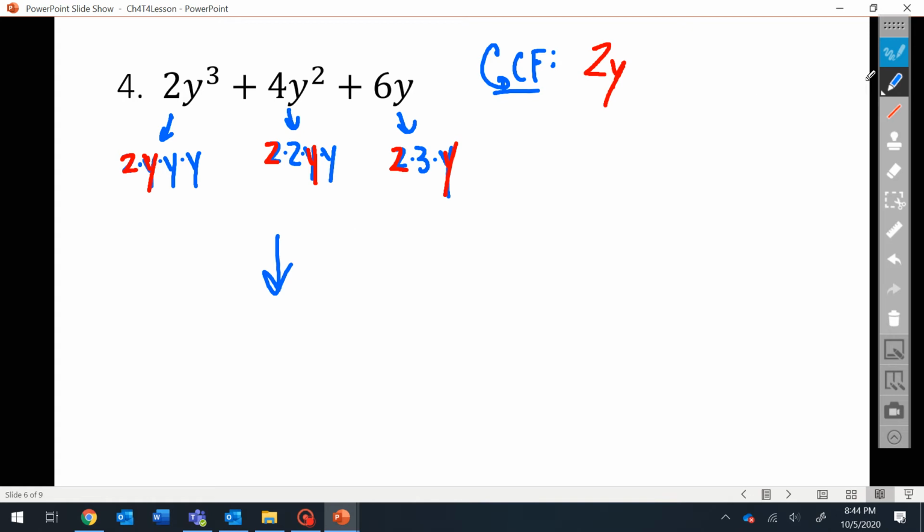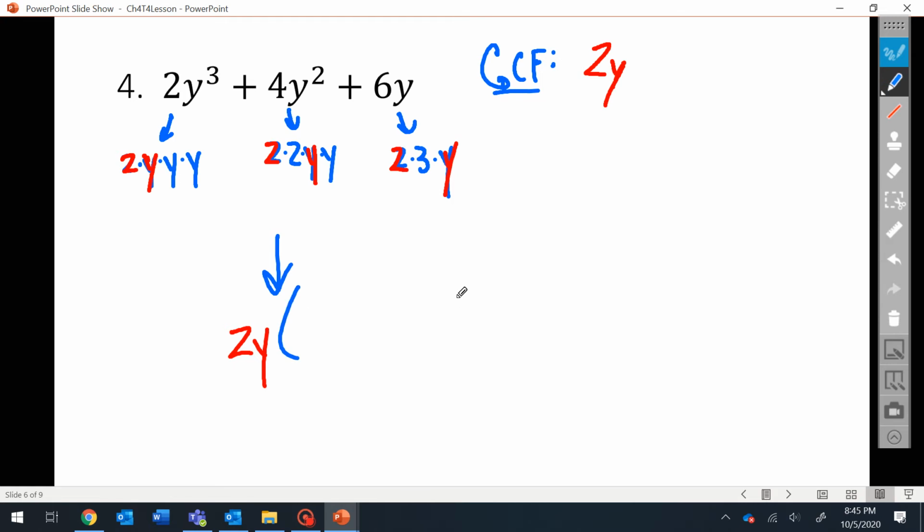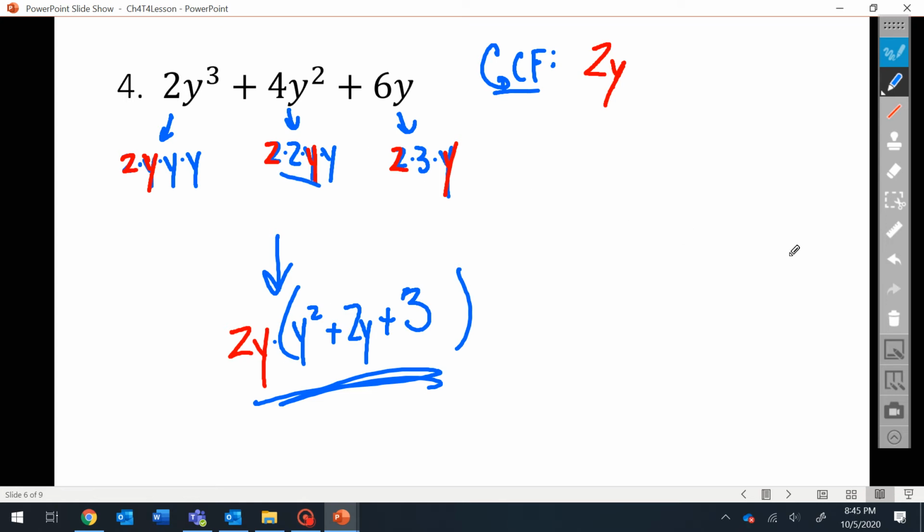Alright, so I'm going to factor out the 2y, and what's going to be left is the stuff that's still in blue. So here I have y squared, plus, here I have 2y, plus, and here I have 3. So this would be the problem with the GCF of 2y factored out. And of course you can check this by using the distributive property to make sure that it goes back to where we started.